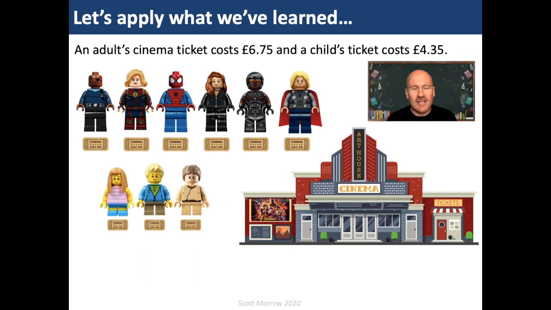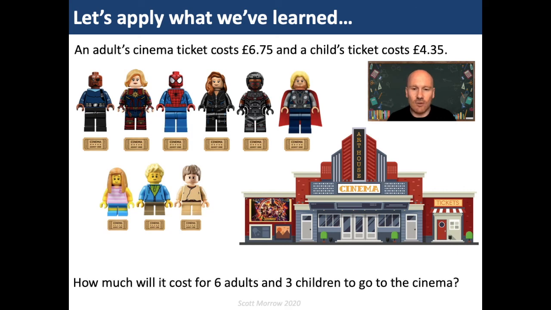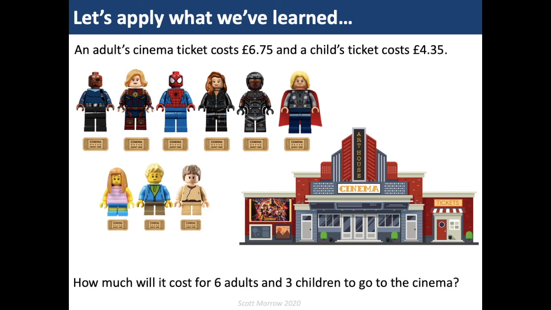The last thing I'm going to ask you to do today is, can you apply what we've learned? So as a class, I want you to discuss, analyse and solve the following problem. An adult cinema ticket costs £6.75 and a child's ticket costs £4.35. How much will it cost for 6 adults and 3 children to go to the cinema?